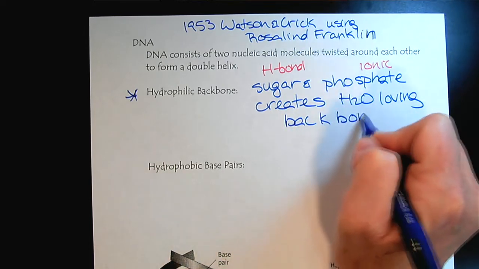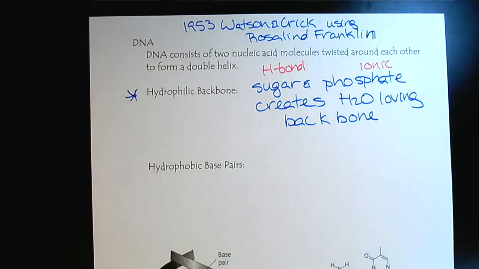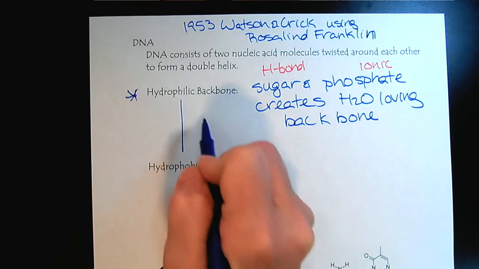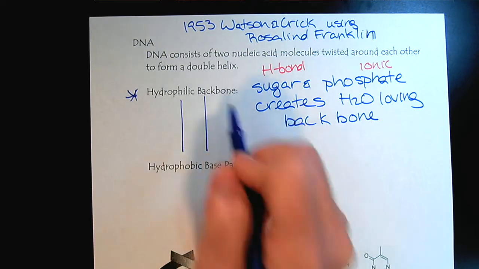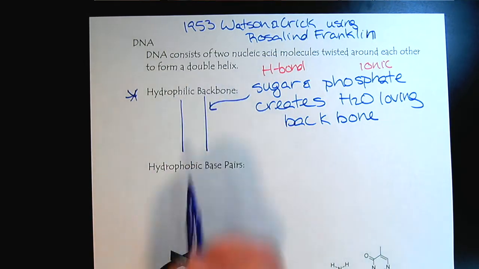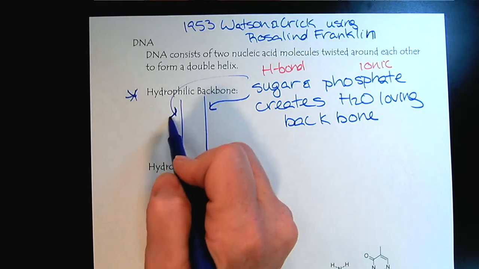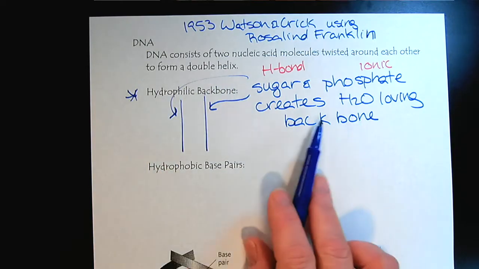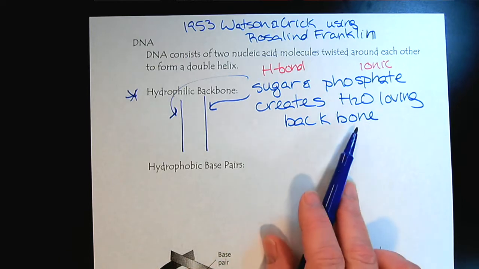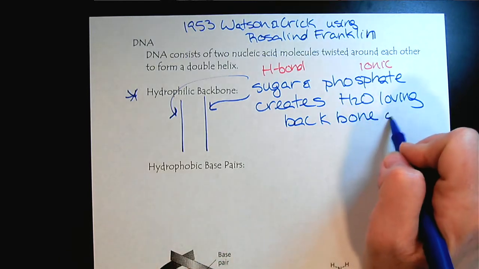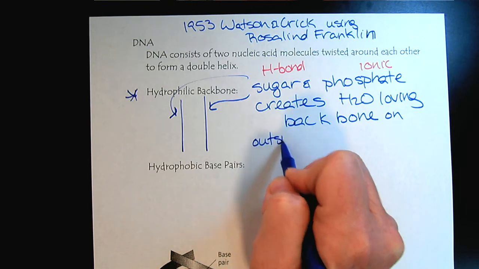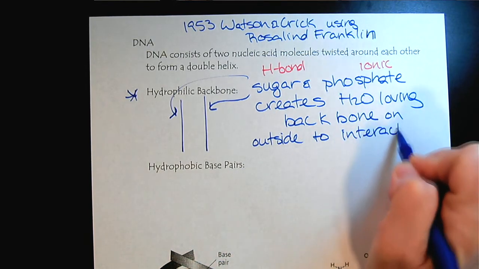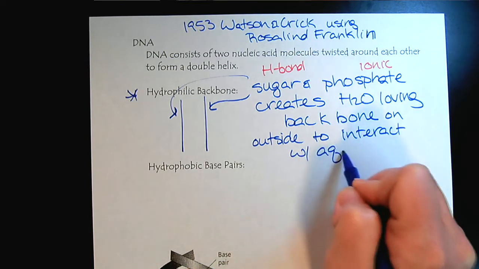And so symbolically, you could think of it as like the sides of the ladder, right? So the hydrophilic backbone is like this. But then, of course, we're going to need to twist it, but that'll come soon enough, right? And because they're water-loving, they want to be on the outside to interact with our aqueous bodily fluids.